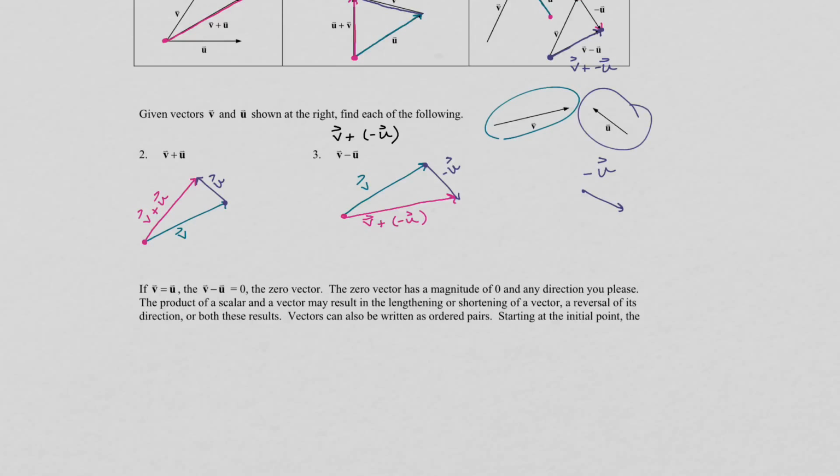The product of a scalar and a vector, so this is a different concept. It says the product of a scalar and a vector may result in the lengthening or shortening of a vector, a reversal of its direction, or both of these results. Vectors can also be written as ordered pairs starting at the initial point. And so this written as ordered pairs, that's the component form that we were messing with.